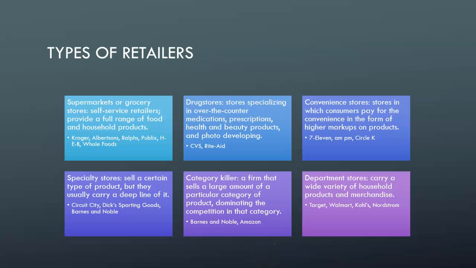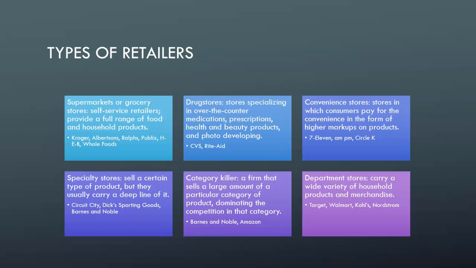Types of retailers. We have our supermarkets or grocery stores. They are self-service retailers, providing a full range of food and household products. And then you have the examples right there. Kroger, Ralph's, Stater Brothers is also fun. Trader Joe's, all of those.